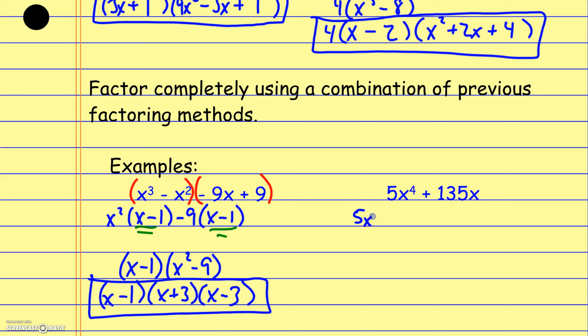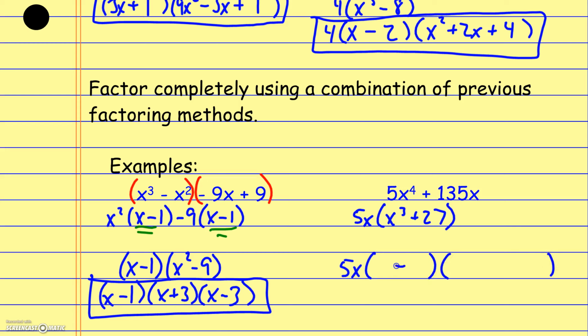Okay? For the next one, the first thing I look for is greatest common factor, which this has a greatest common factor of 5x. So I factor that out. That leaves me with x cubed plus 27. Now x cubed plus 27 is one of the cases we just learned. That is a sum of cubes. So I'm going to factor that into a binomial and a trinomial.